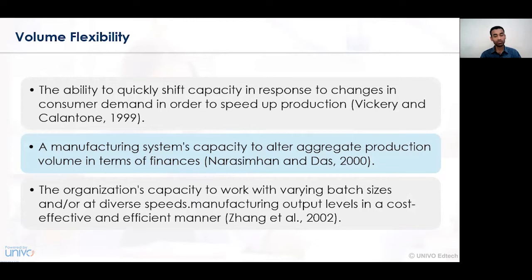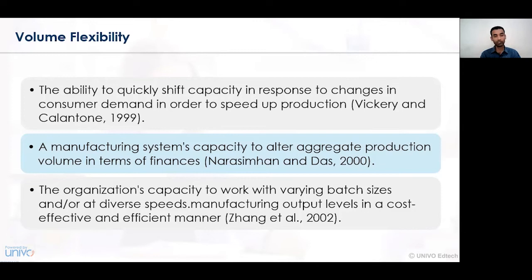Another concept has been given by Narasimhan and Das, a research material with respect to volume flexibility in the year 2000. It focuses on the manufacturing system's capacity to alter the aggregate production volume in terms of finances. So, sufficient availability of finances for a manufacturing unit or a manufacturing system's capacity needs to be utilized. If an ample amount of finance is being supplied, then accordingly all the activities can be conducted in a very effective way.